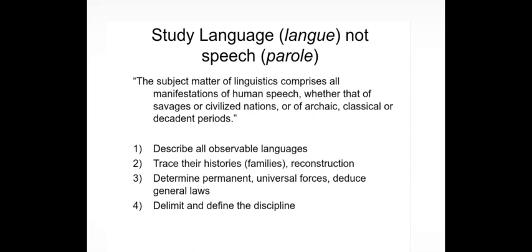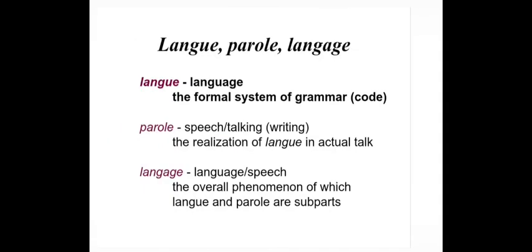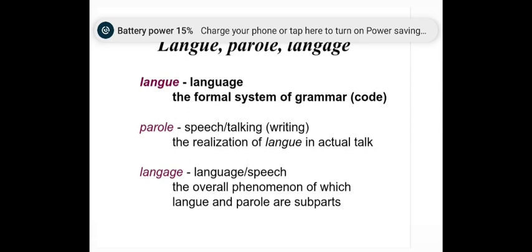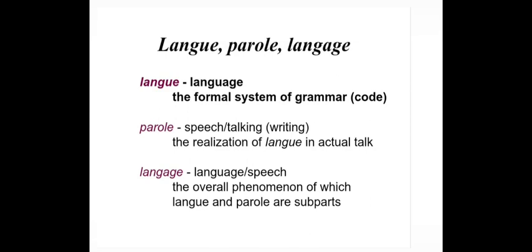There are a few points given here. Describe all observable languages, trace their histories, reconstruction, determine permanent universal forces, deduce general laws, delimit and define the discipline. These are the key areas where Ferdinand de Saussure focused his research. These are the three discriminatory points he had mentioned.